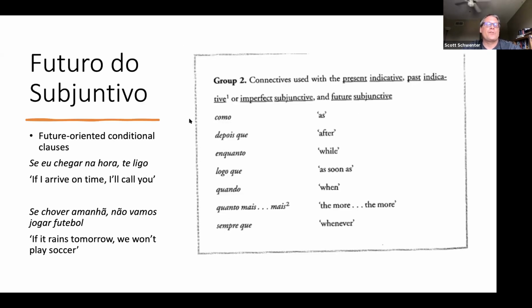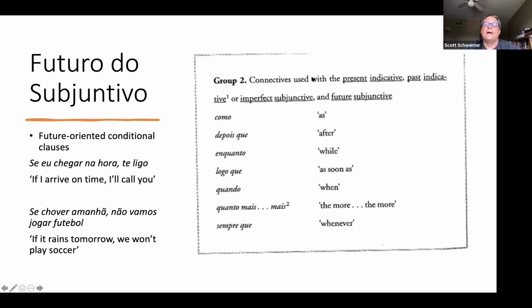So I gave you an example already with a conditional. That's where you see it a lot. So, se eu chegar na hora, te ligo. If I arrive on time, I'll call you, right? So here in Spanish, you would just have a present tense form. Si yo llego a tiempo, te llamo, right? Se chover amanhã, não vamos jogar futebol. So if it rains tomorrow, we won't play soccer. Whereas in Spanish, you'd have si llueve, right? With the present tense, which is also possible in Portuguese, but it's much more common to get the future subjunctive here.